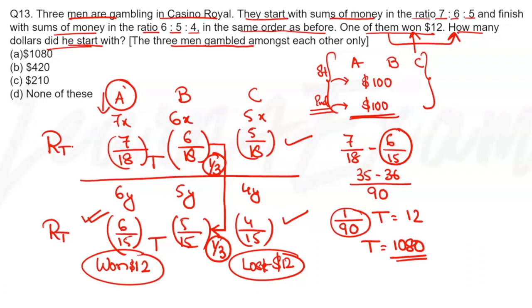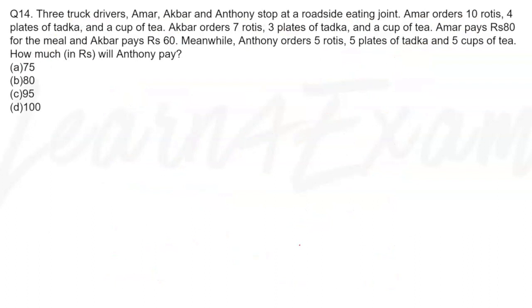And A is carrying how much? 7 by 18 of the total amount. So 7 by 18 into 1080. Cancel this off. You have a 60 here. 7 into 60 is equal to 420. So the answer for this question is option B. Right? This was a nice question. Let's move on to the next.